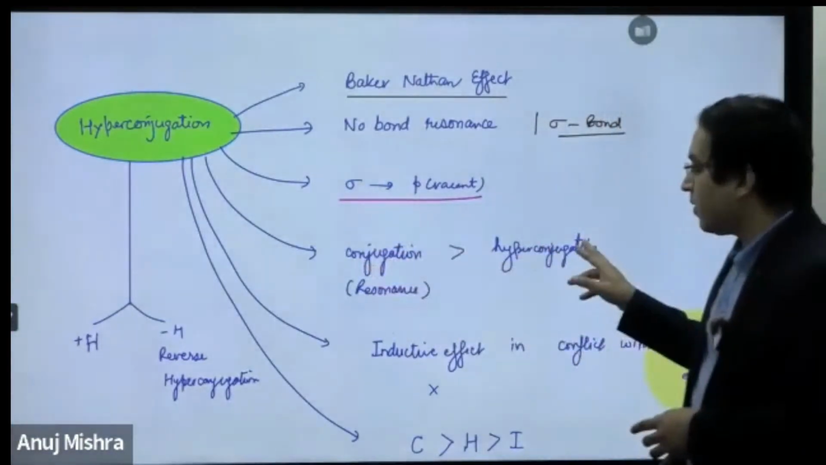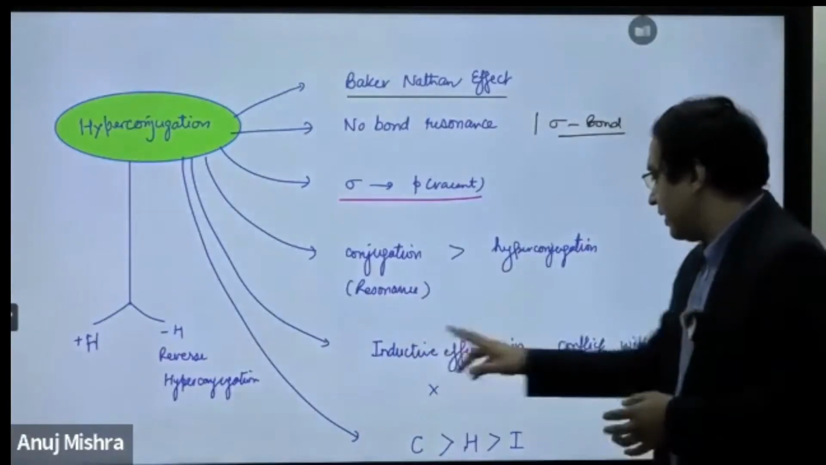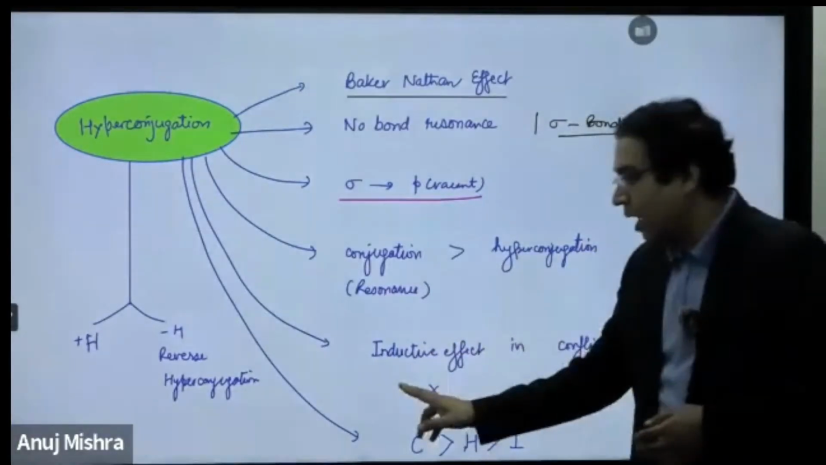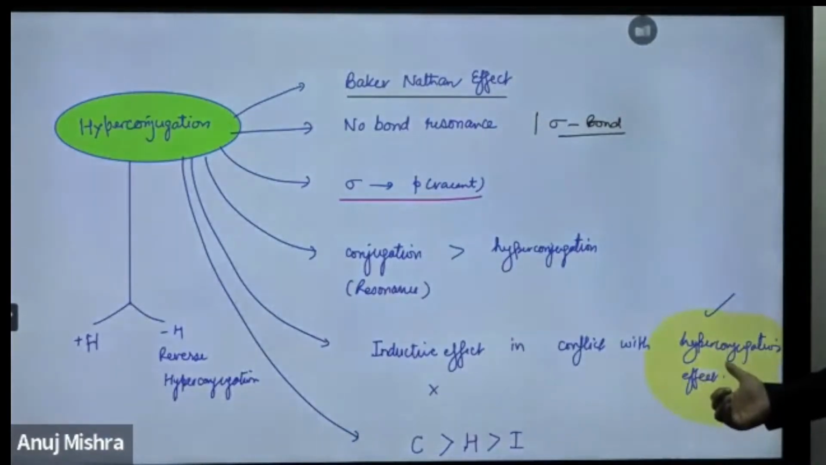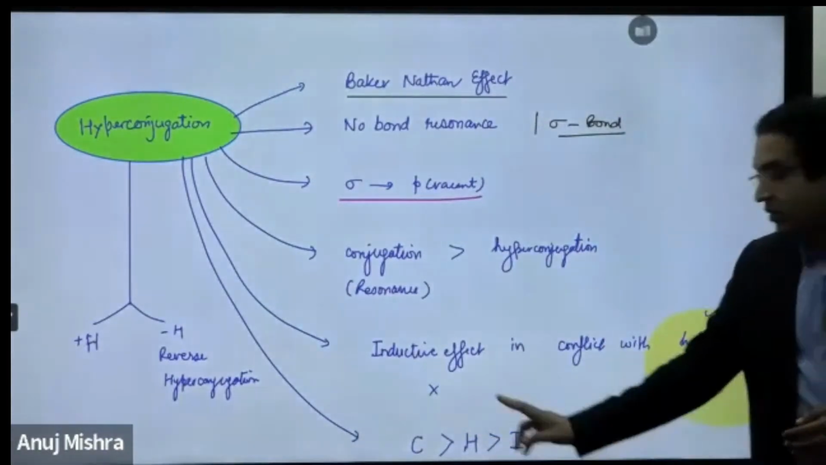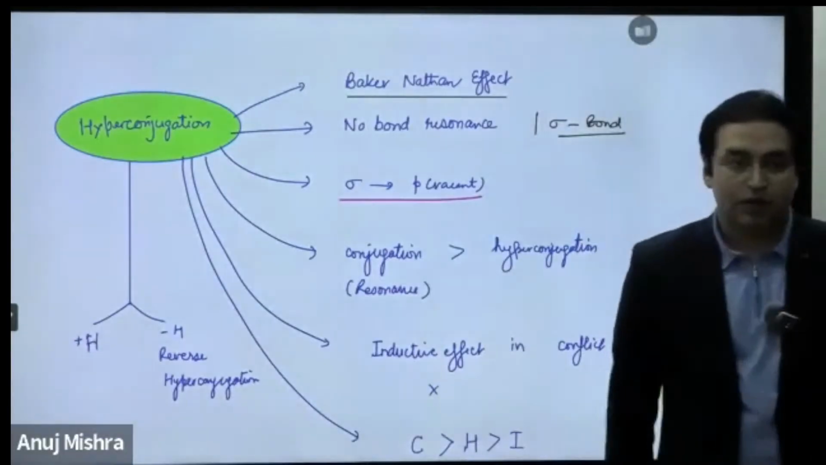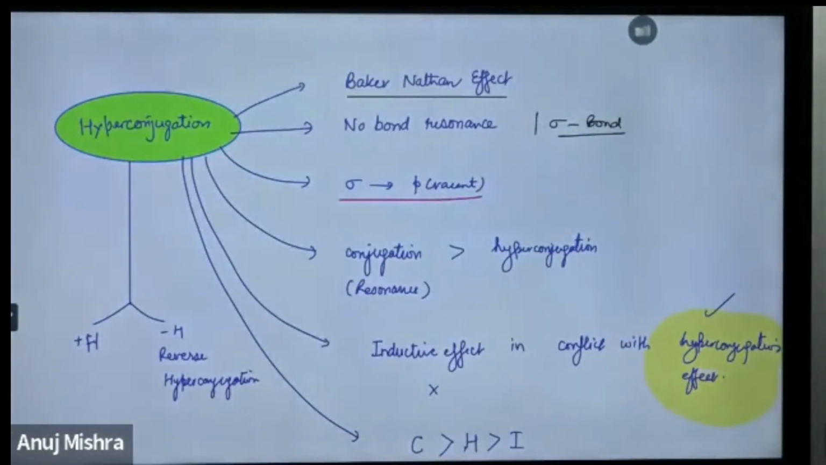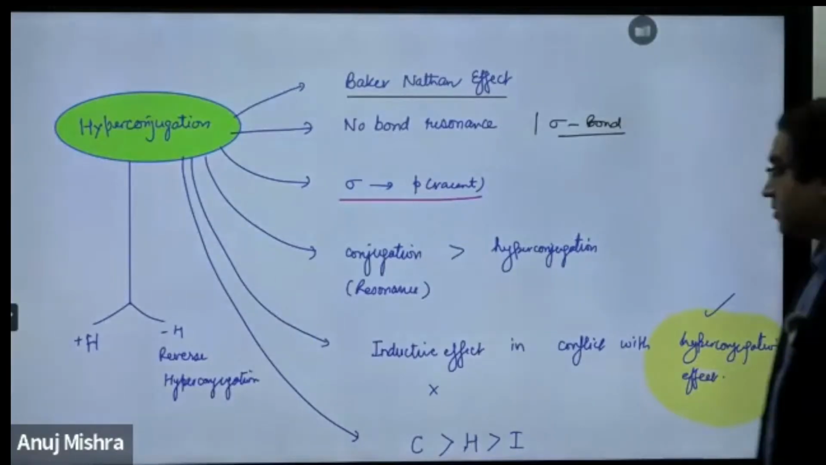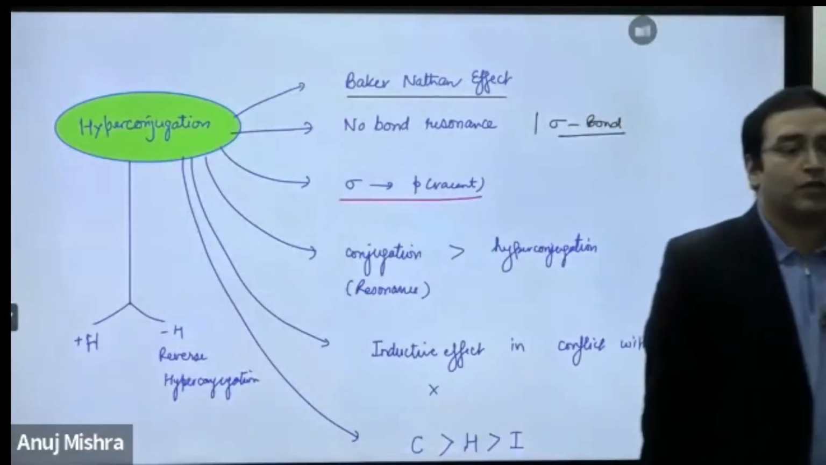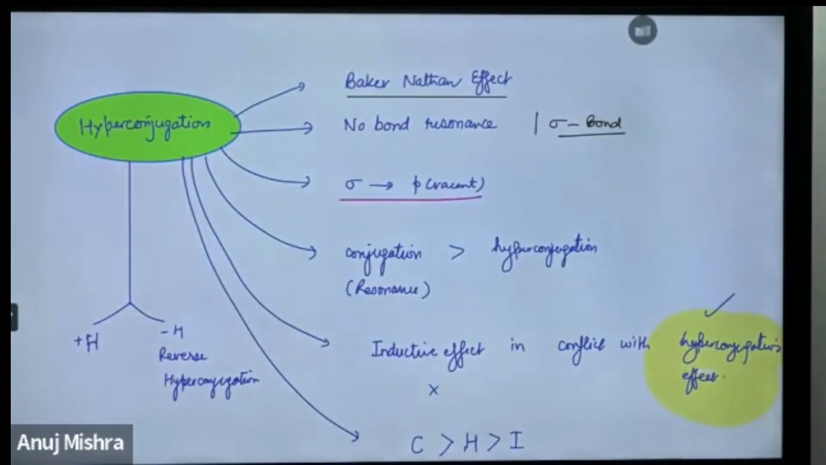Conjugation is superior than hyperconjugation. Inductive effect in conflict with hyperconjugation: inductive effect will lose, hyperconjugation will win. And the final sequence is conjugation, hyperconjugation and inductive. CHI. Okay. China याद है ना, China का CHI. हाँ. Mesomeric will be somewhere. Mesomeric is conjugation only. What is mesomeric? It's conjugation, no? It's resonance, right?